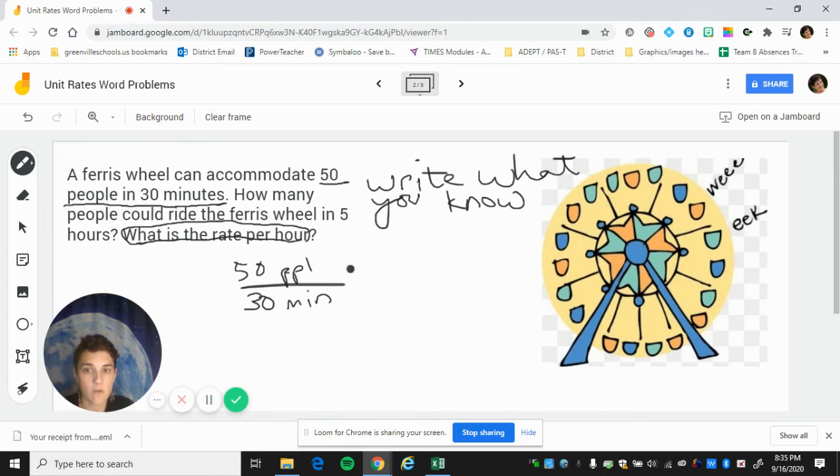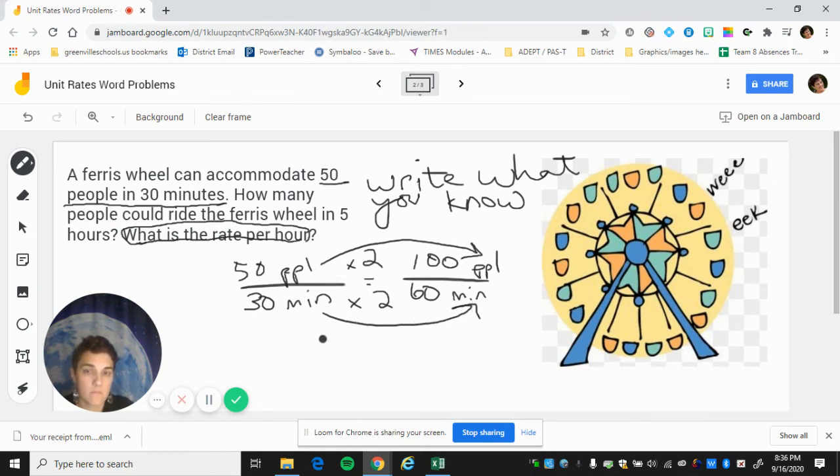How many minutes are there in an hour? 60 minutes in an hour. So what do I do to 30 to make it 60? Multiply it by 2. 30 times 2 is 60 minutes. And since I multiplied the denominator by 2, I also need to multiply the numerator by 2. 50 times 2 is 100 people. So you'll see that I kept the same units on the top and the bottom. That's important.